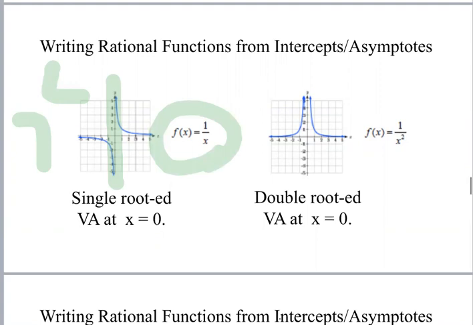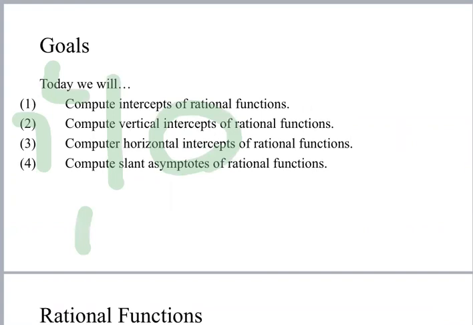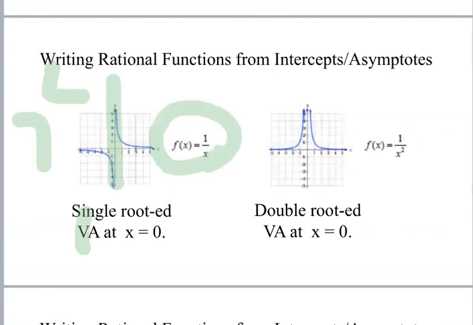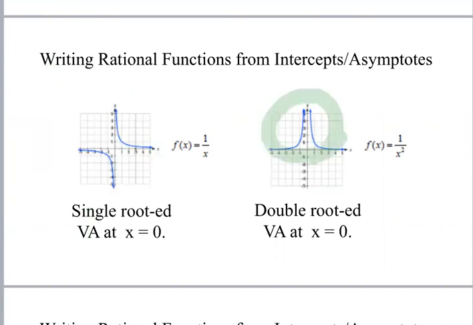Whereas this one has a double root at the x equals 0 because of its behavior that's going on here. So single, double, so it's 1 over x squared.